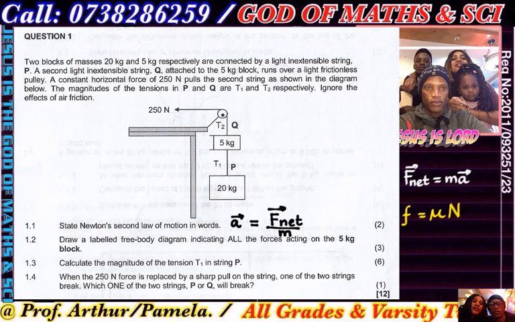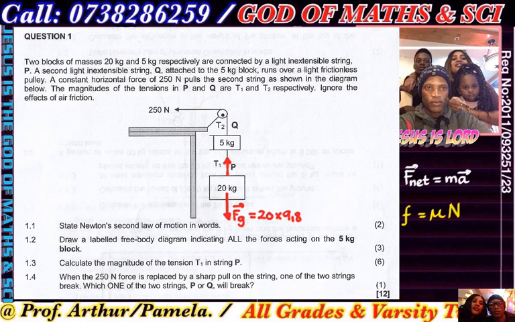It's simple. First, when I look at the first block, which is the 20 kilogram, I want to identify all the forces acting on the 20. Then I'll say there is a force of gravity pointing downwards, which is called the weight. It will be given by 20 multiplied by 9.8. We're going to work it out. There is a tension pointing upward, which is that T1. These are the 2 forces acting on that object.